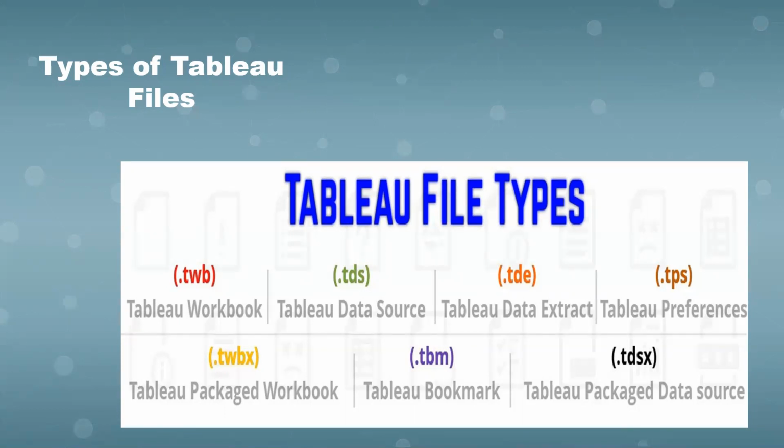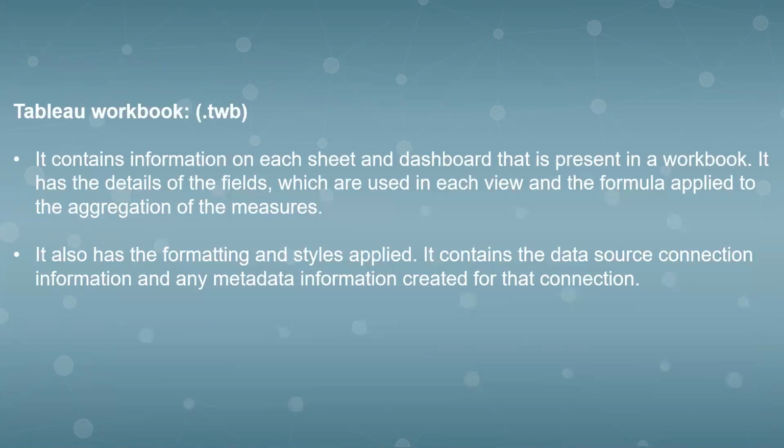Now let's go and learn each of them individually. First is the Tableau workbook and the extension is .twb. These workbooks hold one or more worksheets plus zero or more dashboards and stories. It contains information on each sheet and dashboard present in a workbook. It also has the formatting and styles applied, and it contains the data source connection information and any metadata created for that connection. That is what a Tableau workbook is for.